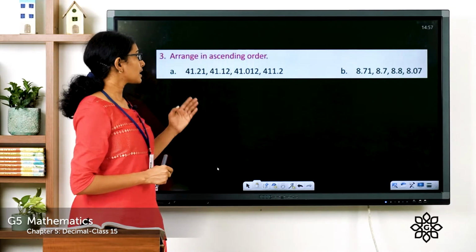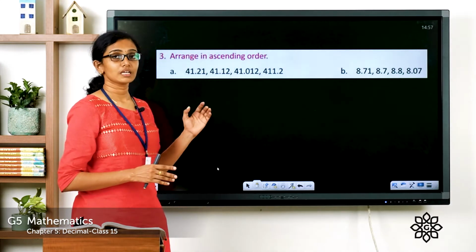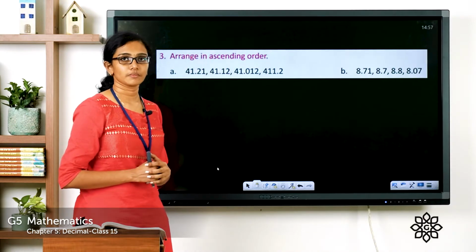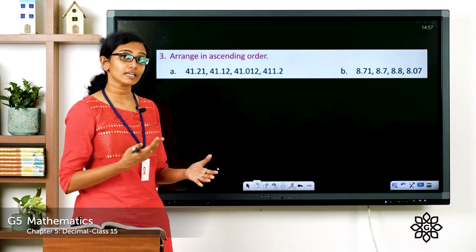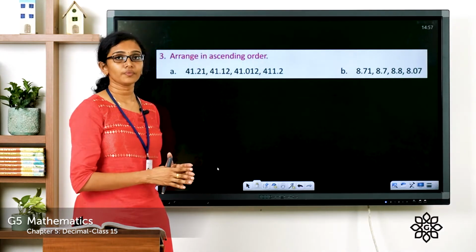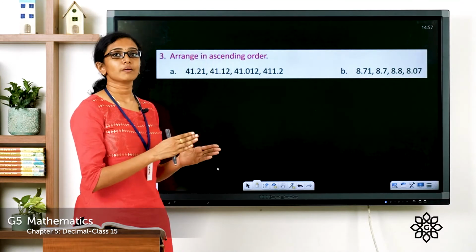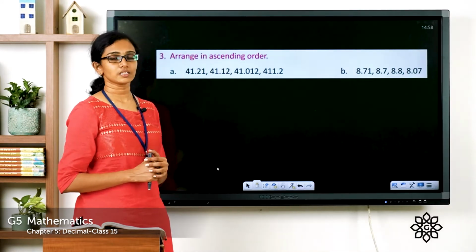So before that, look at the decimal numbers. To compare the decimal numbers, they should be like decimals. Are these decimal numbers like decimals? What are like decimals? The decimal numbers that have equal or the same number of digits after the decimal point. They are called like decimals.